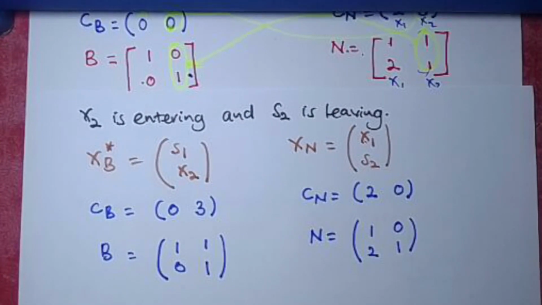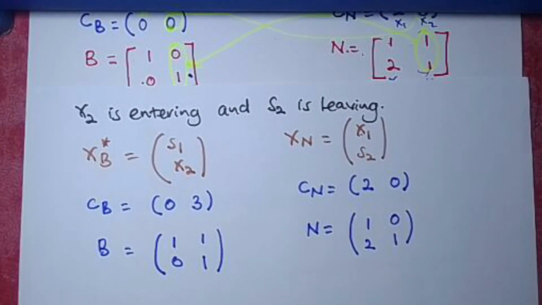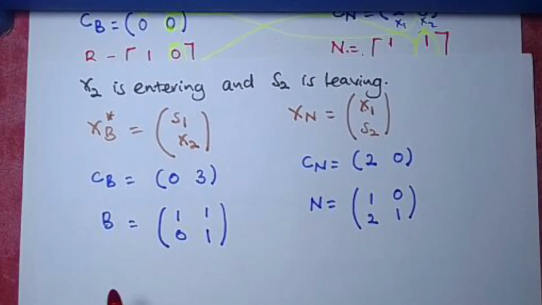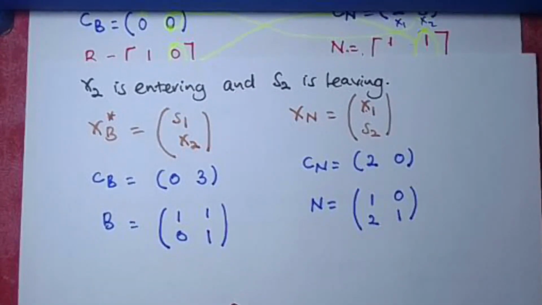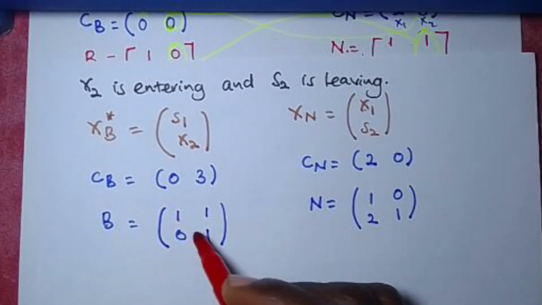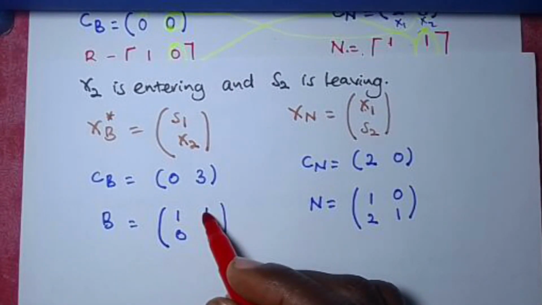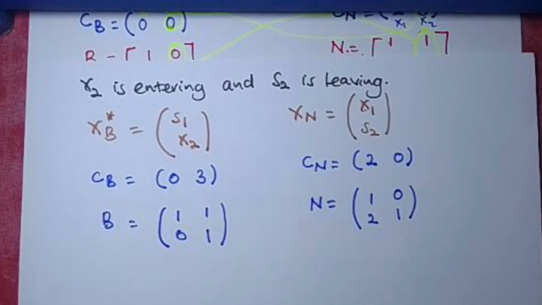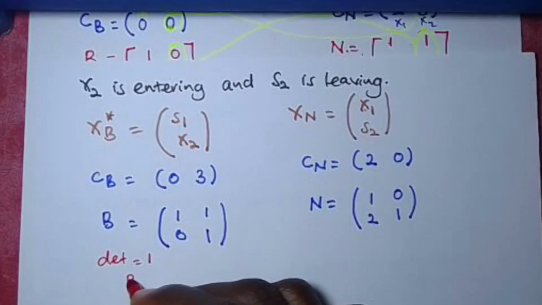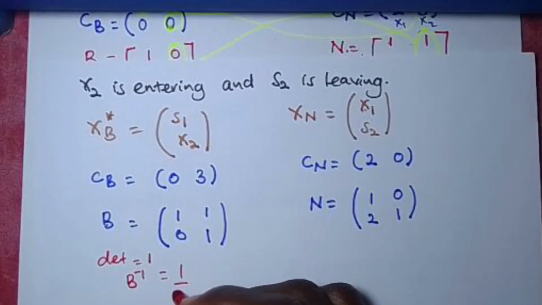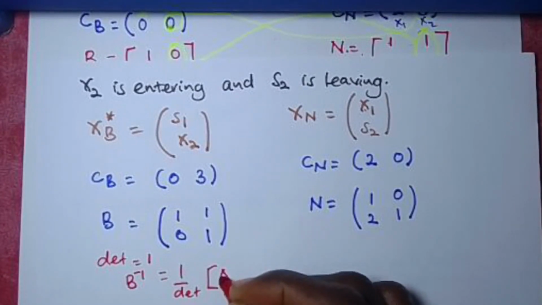Now let us get our B inverse, since we have that. Our inverse matrix here will be the adjoint. First of all, the determinant is going to be this times this minus this times this. So it will be a 1 minus a 0, which gives us a 1. So the determinant is equal to 1. Remember, our B inverse is going to be equal to 1 over the determinant times the adjoint.